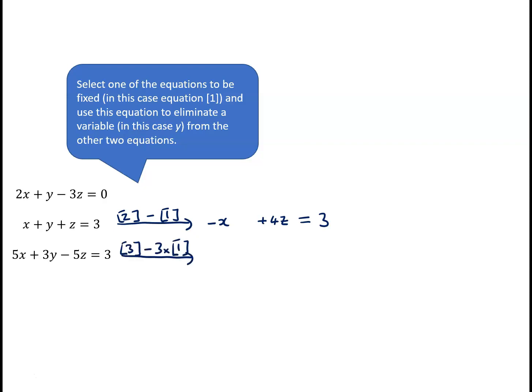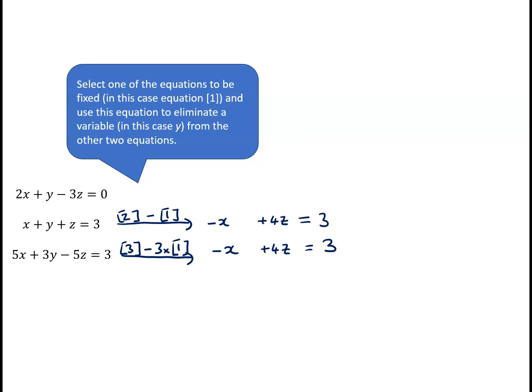So I've got 5x take away 6x, which is minus x. I've then got 3y take away 3y, which is 0. I've got minus 5z take away minus 9z, which is going to give me 4z. And I've got 3 take away 3 times 0, which is 3. So the result of doing this is I get minus x plus 4z equals 3.